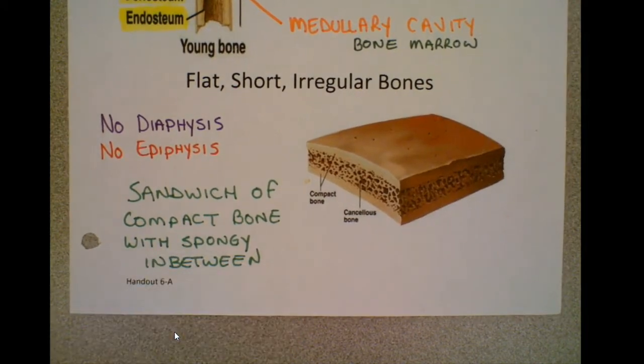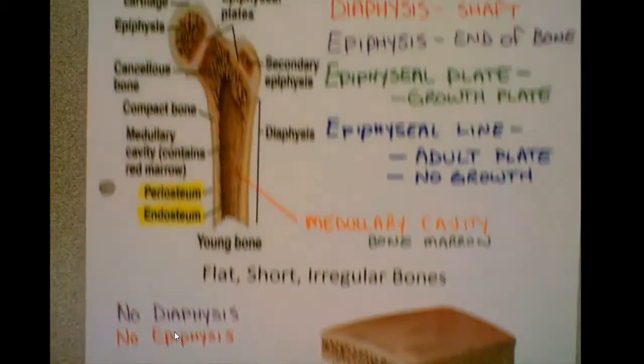All right. Then further on down, we have flat, short, and irregular bones. These bones are going to make up bones of your skull, your vertebrae, your ribs, all the short little bones in your carpals, your tarsals, your metacarpals, your metatarsals, your phalanges, your scapula. These are flat, short, and irregular bones. So we're going to talk about their structures.